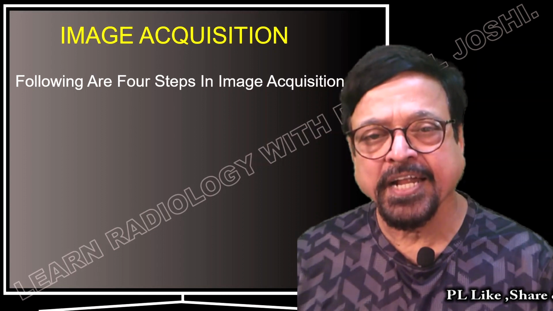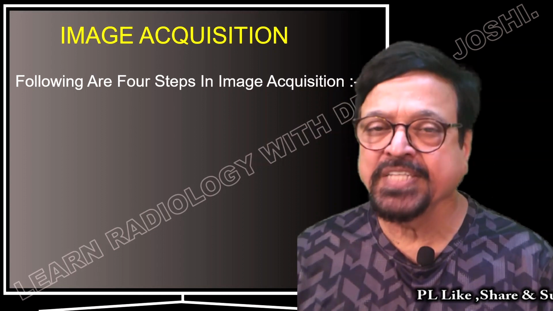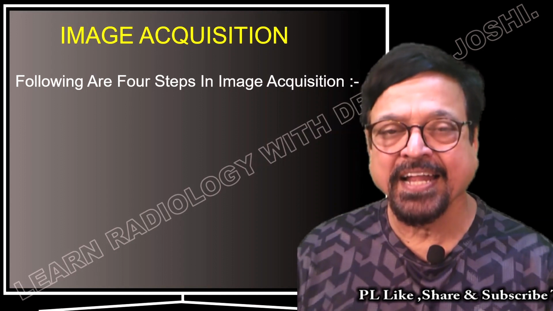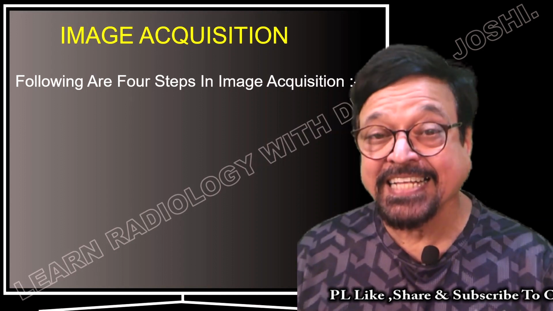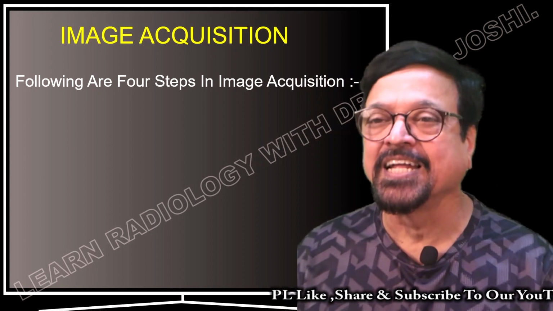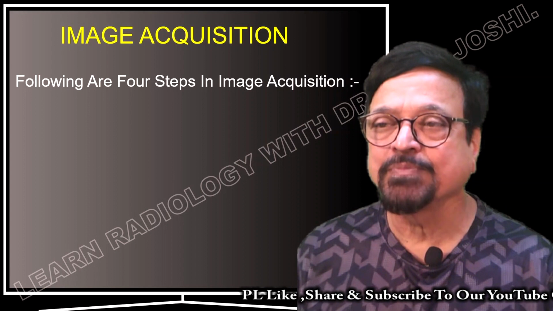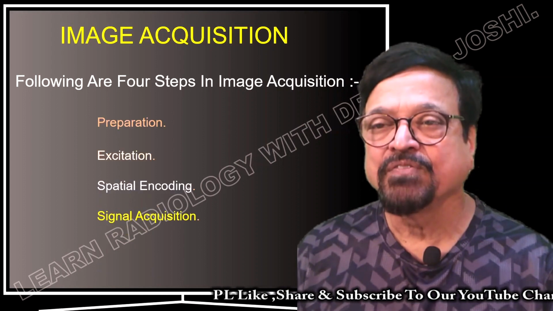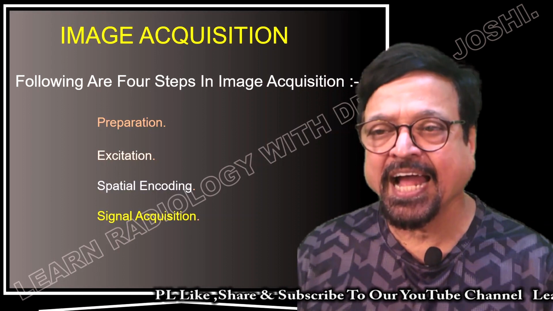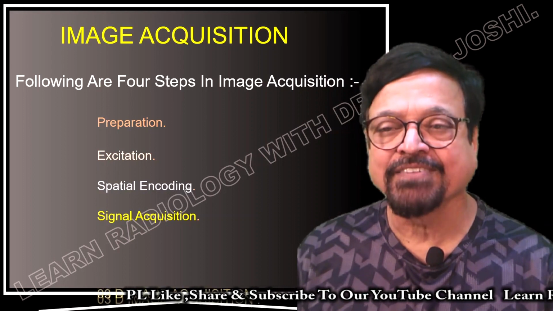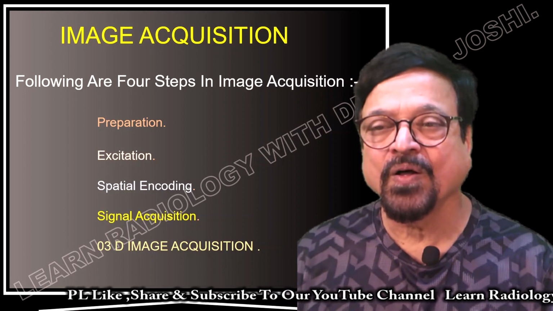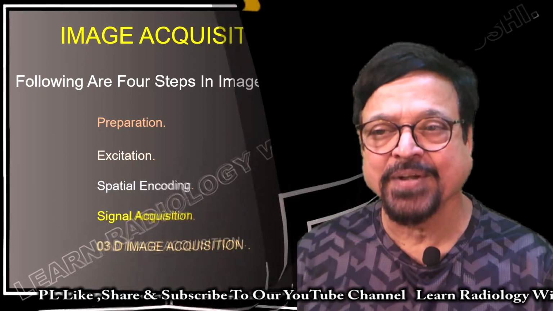It is very important to see how a 3D image is created, right from how the image is acquired, how the data is analyzed and how it is sliced. All that we are going to see in this lecture. Now, the following are the 4 steps in image acquisition: first is preparation, then excitation, spatial encoding and signal acquisition. After that only can we go to 3D image acquisition. All these things we'll see in this lecture today.